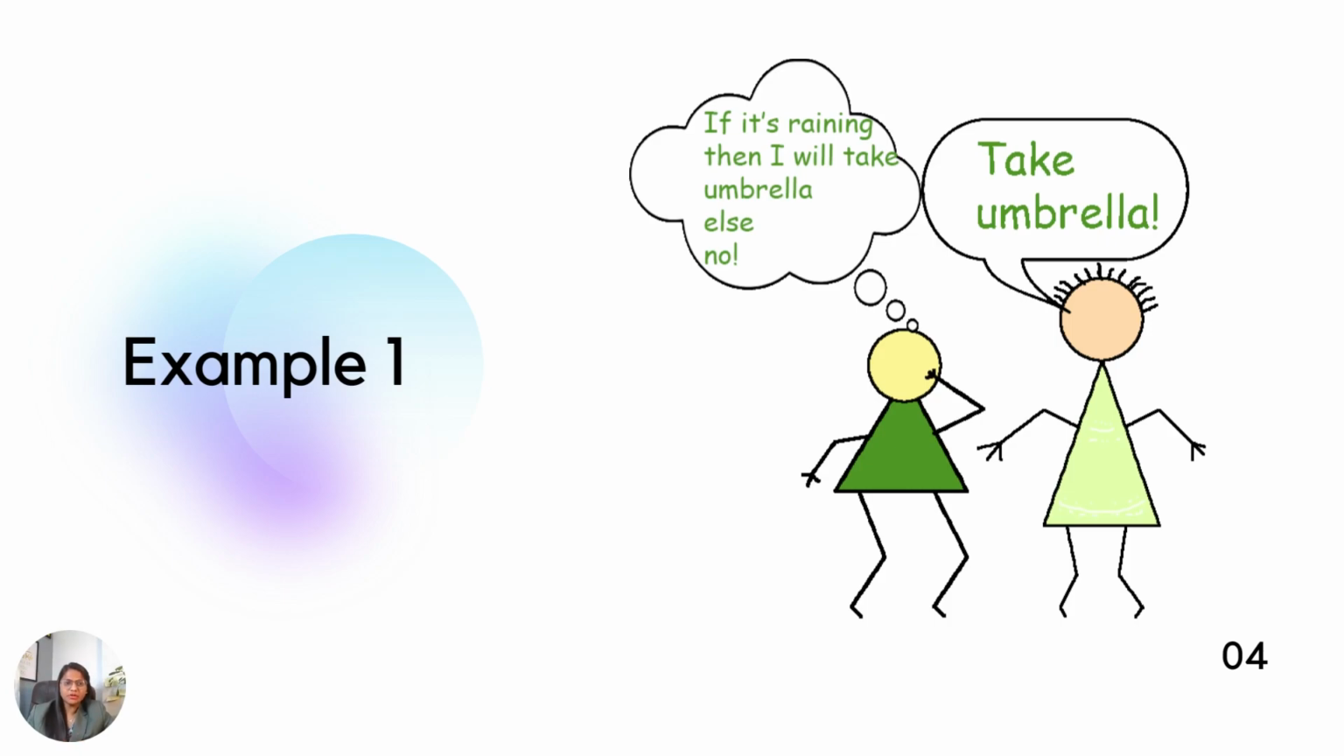Now let's take an example of an umbrella. There are two girls, Radha and Reena. Radha is talking with Reena: if it's raining then I will take an umbrella, else no. So Reena says, take an umbrella. How did she decide to take the umbrella? She took the decision depending on the condition. She just looked outside of the house and saw that it was raining, so she told Radha to take an umbrella.